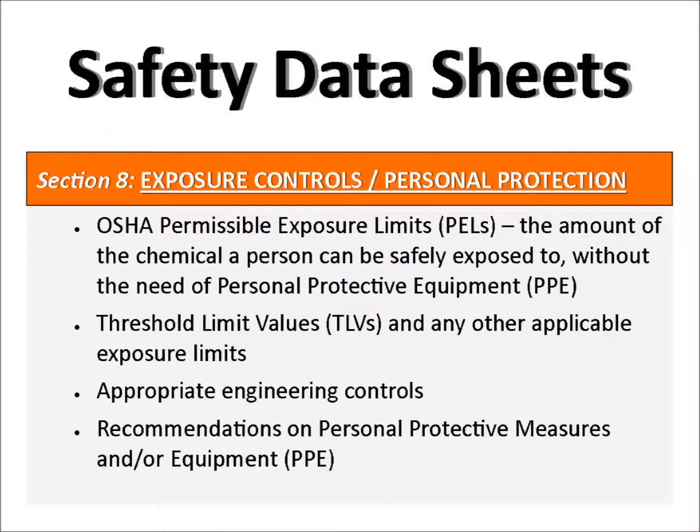Section 8, Exposure Controls and Personal Protection. Here you'll find OSHA's permissible exposure limits, the PELs. That's the amount of the chemical a person can be safely exposed to without the need of personal protective equipment. You'll also find the threshold limit values. That's the level a worker can be exposed to daily without adverse health effects. You'll also find appropriate engineering controls and personal protective equipment that should be used.